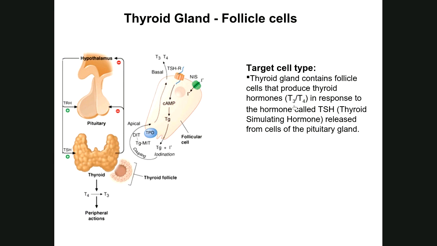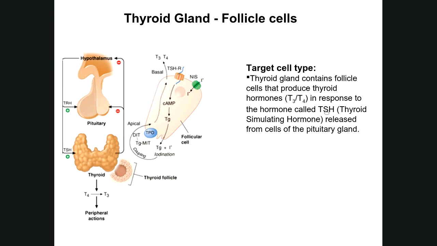When TSH reaches the thyroid gland through your blood, it doesn't stimulate every cell of the thyroid gland. It only stimulates those cells called follicle cells. They're the only cells that contain receptors that recognize and bind to TSH.